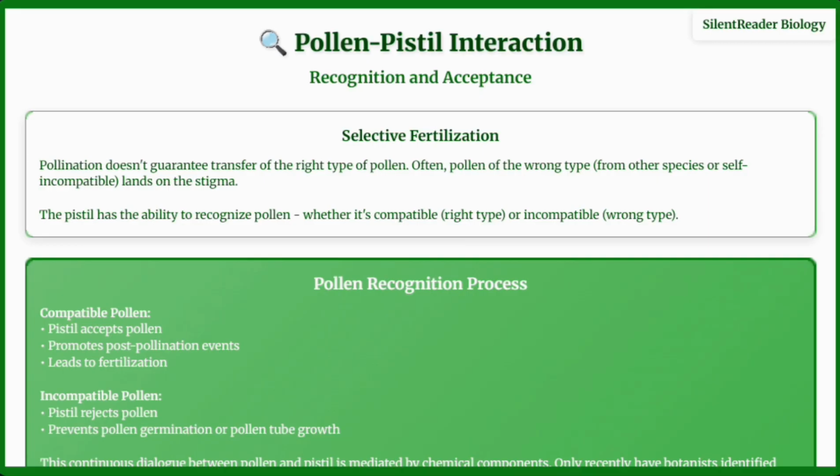This ability to recognize pollen followed by acceptance or rejection results from a continuous dialogue between the pollen grain and the pistil, mediated by chemical components. Only in recent years have botanists been able to identify some of these pollen and pistil components and their interactions. Following compatible pollination, the pollen grain germinates on the stigma, producing a pollen tube that grows through the tissues to reach the ovary and ultimately the embryo sac.